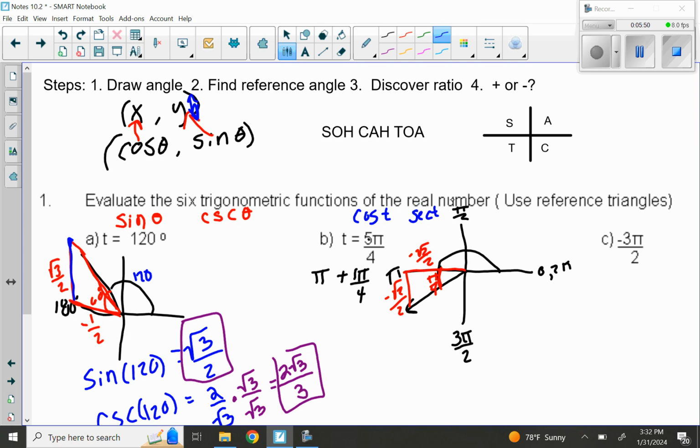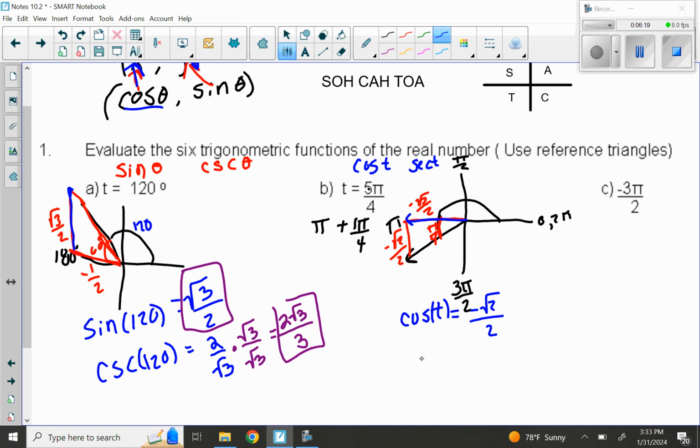So we have cosine is your x value. So the x value is how much we are going to the left in this case. So cosine of t equals negative square root of 2 over 2. And then secant is the reciprocal. So if I flip that, I always keep the negative on top. Negative 2 over square root of 2.